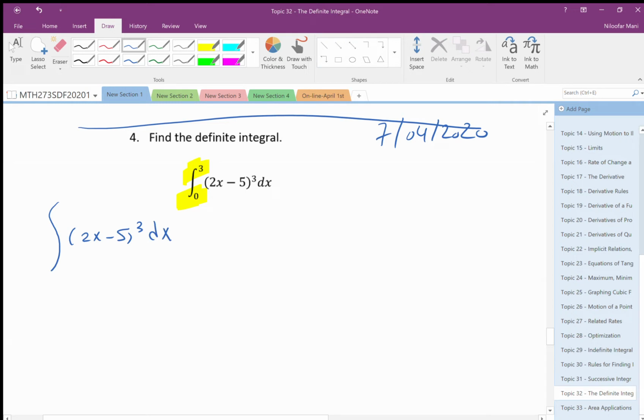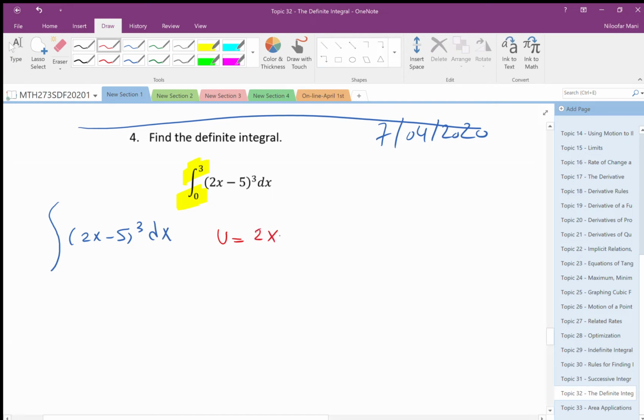I know if I have x power 3 dx, it's x power 4 divided by 4. But I don't have x power 3. I have something else power 3. So I take that as u. And I told you, u should be under radical or inside the bracket. But u is not all of them together. No, it will be very hard. So u is not (2x minus 5) power 3. No, that will be hard.